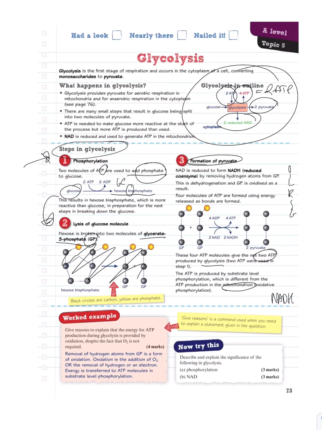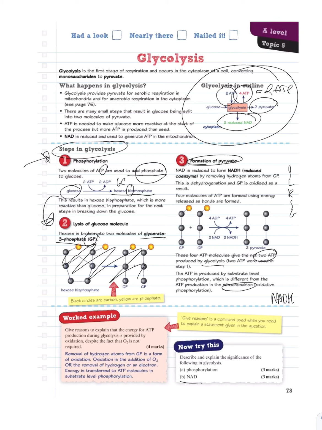Right. Describe and explain the significance of the following in glycolysis, so phosphorylation. Phosphorylation here is the addition of phosphate to molecules, and here it will be the glucose. The phosphorylation of glucose is the first step of glycolysis, and it causes glucose to become a more reactive molecule, which is here hexose biphosphate, and so the process of glycolysis can occur.